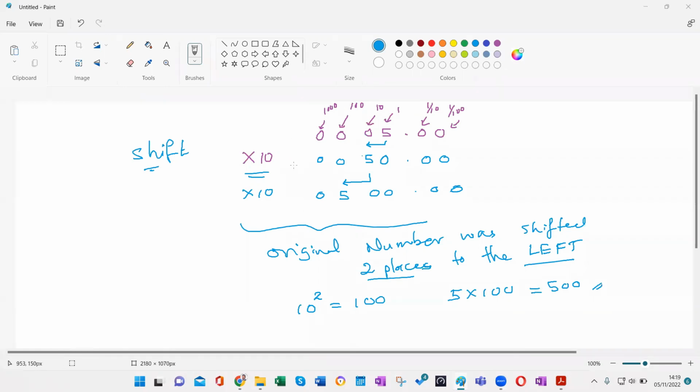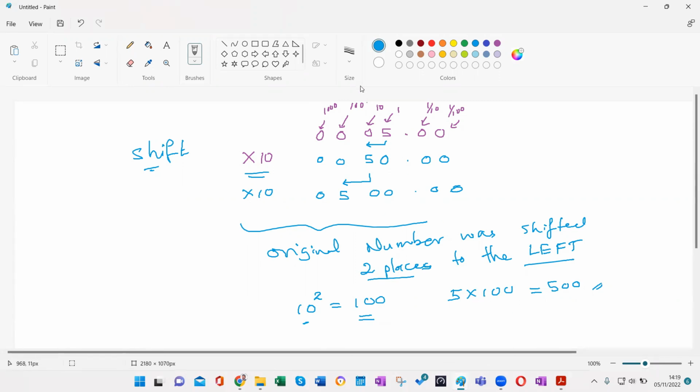The number that I'm going to multiply by is dependent on the number of places that I shift. Remember, if I shift to the left, it's going to be a multiplication. The number of digits that I shift is going to determine the multiplier of the original number. So I shifted 2 places to the left. If you write it as a power of the base, 10 to the power 2, the original value is going to be multiplied by 100, right? Which means 5 is multiplied by 100 and the result is 500.